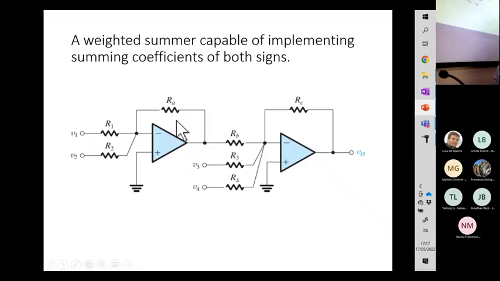So the output here will be minus RA over R1 V1 minus RA over R2 V2, and then this output will be multiplied by minus RC over RB to get to V out. Okay, so this is a sort of linear combination of all the phenomena that we have seen so far. So summing and subtracting can be implemented in this way.